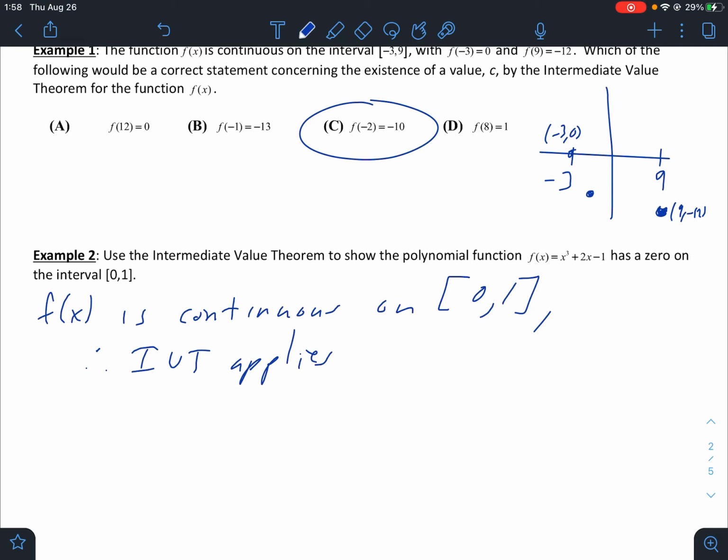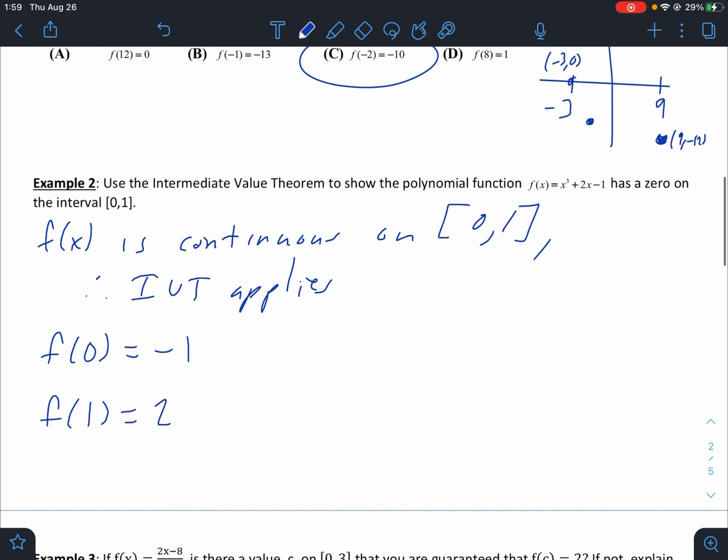Okay? So it says, show it has a 0 on that interval. So let's find f of a and f of b. F of 0 and f of 1. Well, f of 0 would be 0 plus 0 minus 1, so -1. F of 1 would be 1 plus 2 minus 1. 1 plus 2 being 3, minus 1 would be 2. So f of 1 would be 2. And the question is saying, show that there has to be a 0 on this interval.